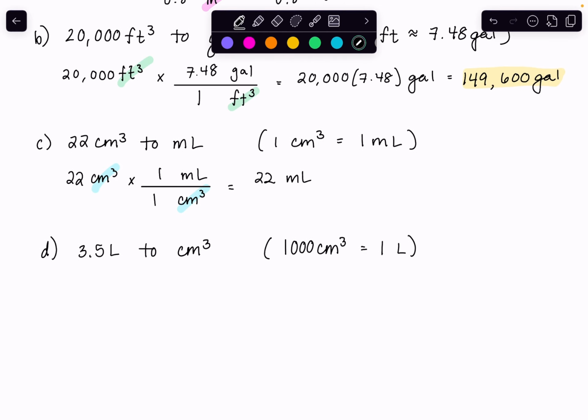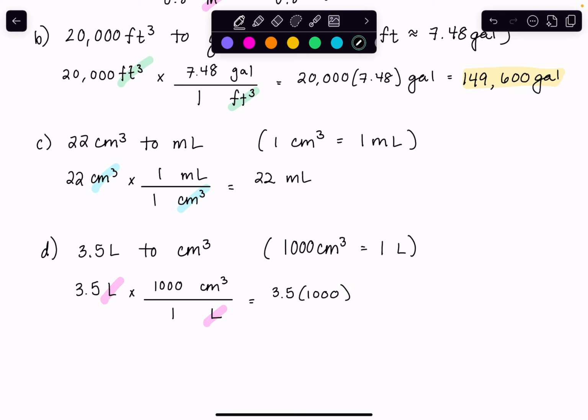Last but not least, we're going to do 3.5 liters to centimeters cubed. So again, to get rid of liters, I've got to put that in the denominator spot to make it cancel. And then I know 1 liter is equivalent to 1,000 centimeters cubed. So I'm left with 3.5 times 1,000, and my only unit remaining is centimeters cubed. So this ends up giving me 3,500 centimeters cubed.